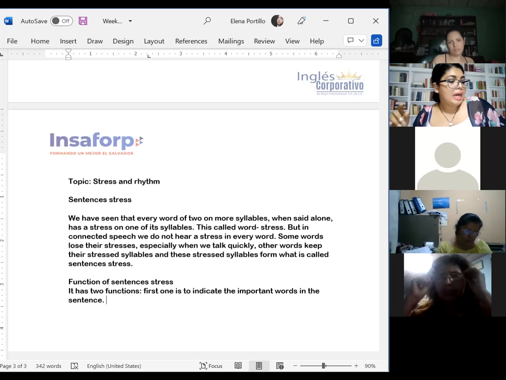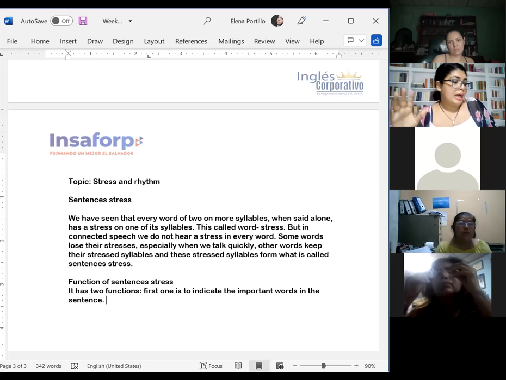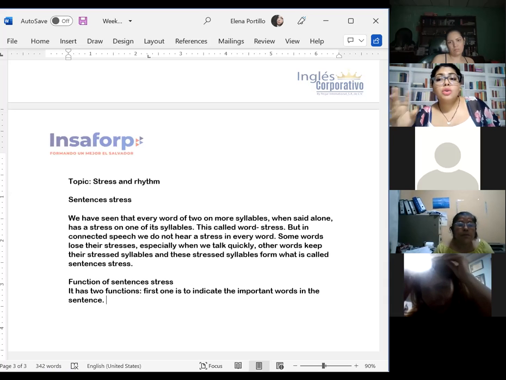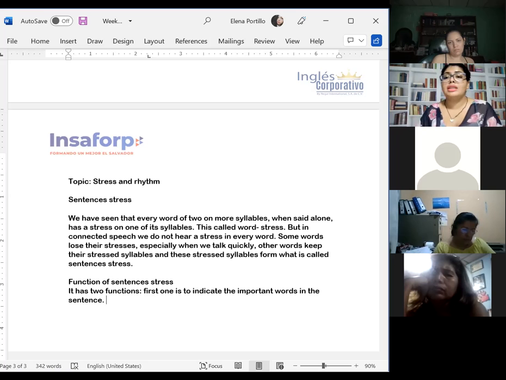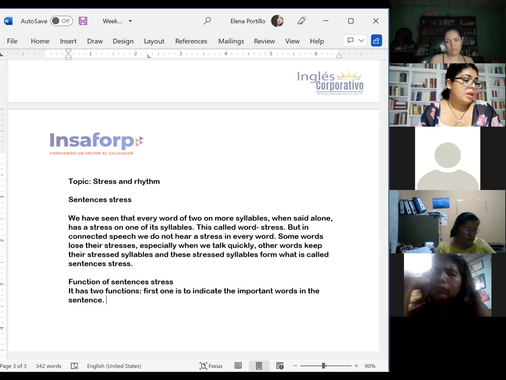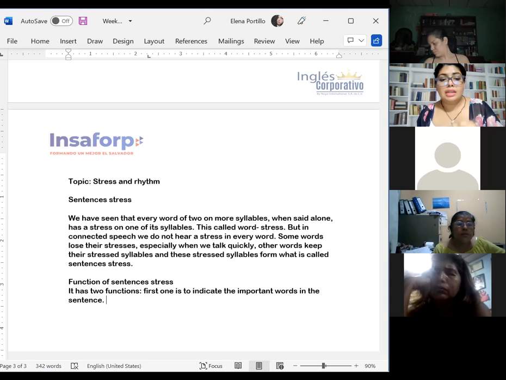For example: I could hardly believe my eyes. I could hardly believe my eyes. In that sentence, we have stress because there are some important points, because we can believe something that we are saying. So in that case, we are using the stress so that people can understand that we are not believing what we are saying. In this sentence, the words hardly, believe, and eyes are stressed because they are important in meaning.